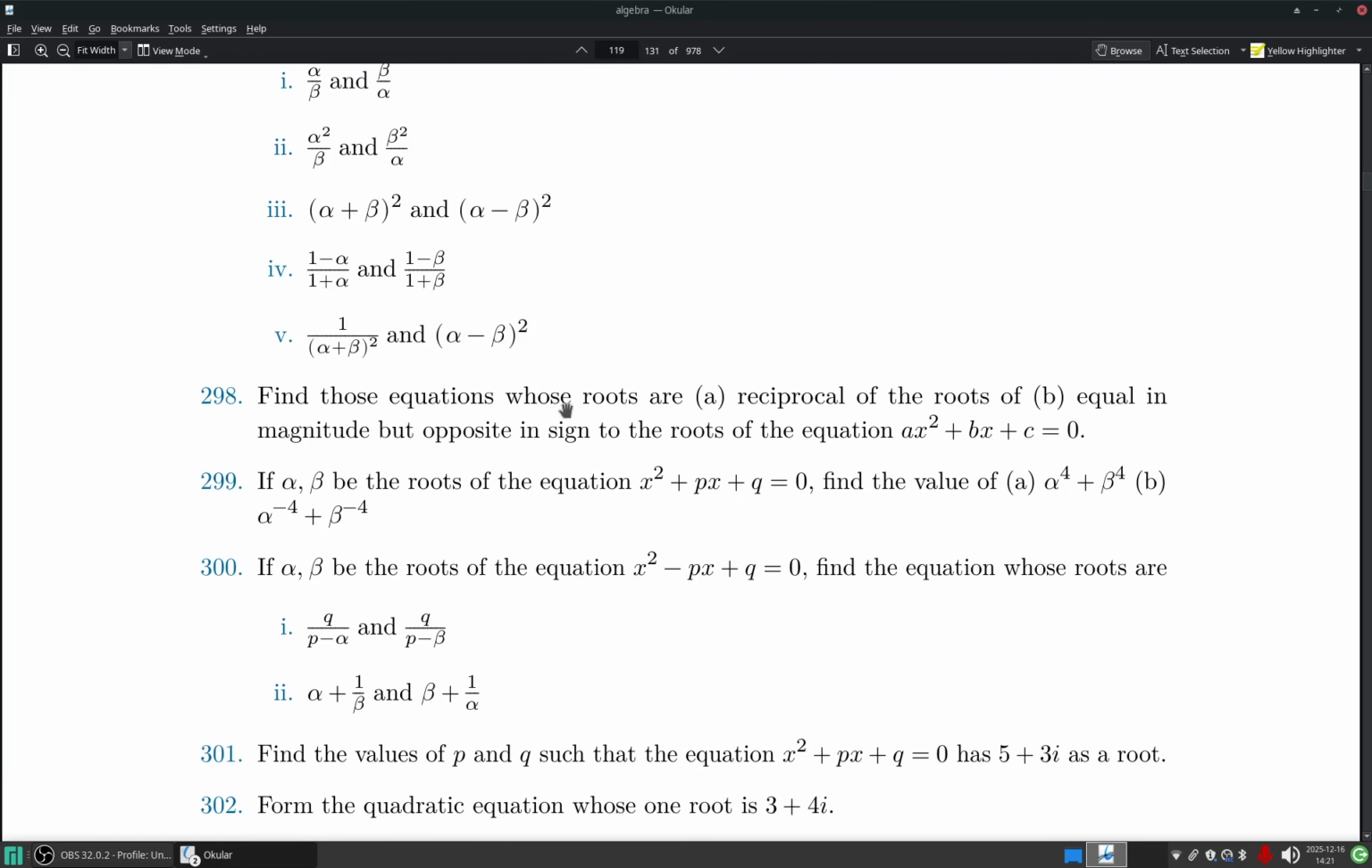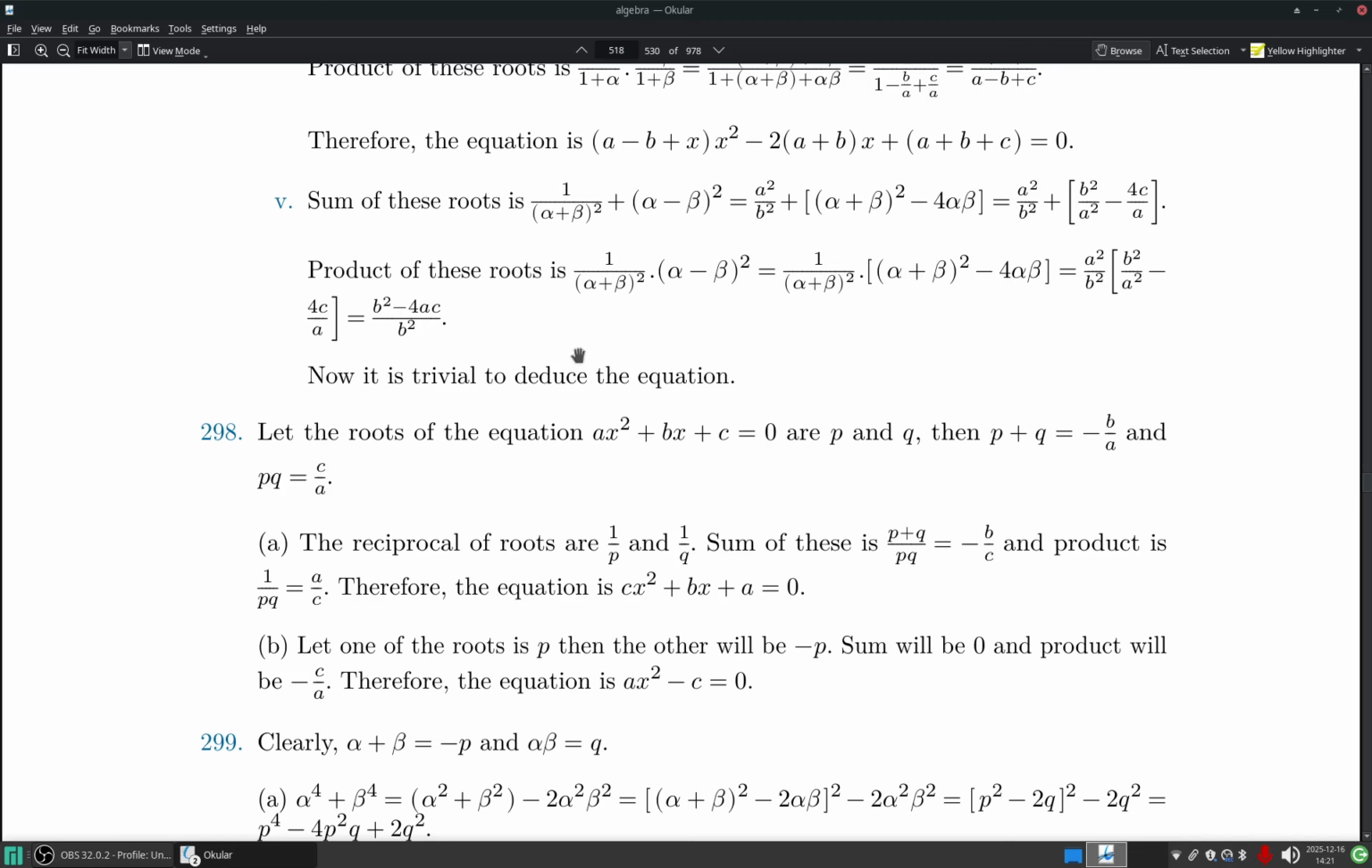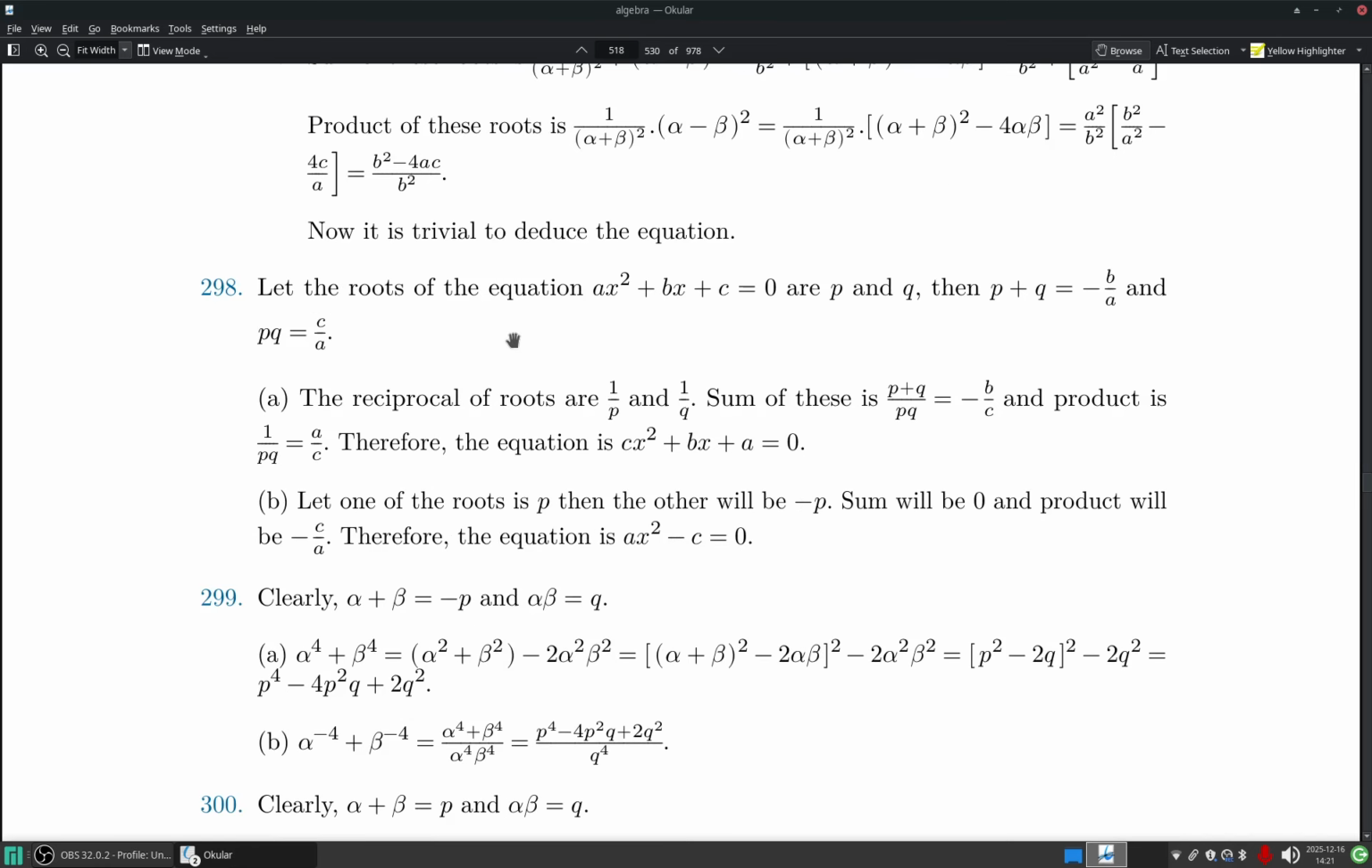Find those equations whose roots are a reciprocal of the roots of b, equal in magnitude but opposite in sign to the roots of the equation x square plus bx plus c is equal to 0. So reciprocal of roots would be 1 by p plus 1 by q, where p, q are the roots, and p plus q is equal to minus b by a and pq is equal to c by a.